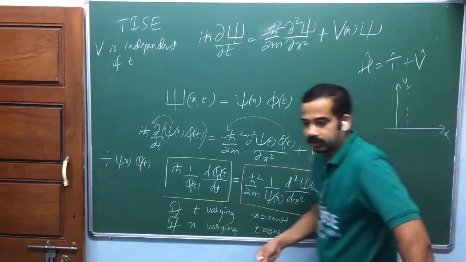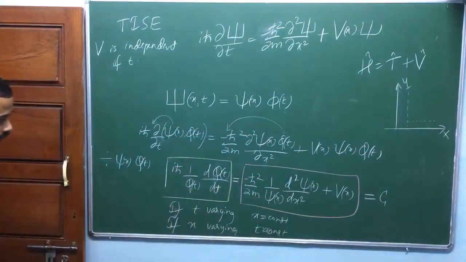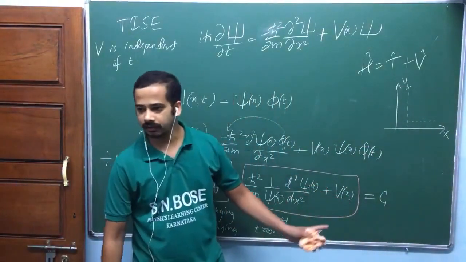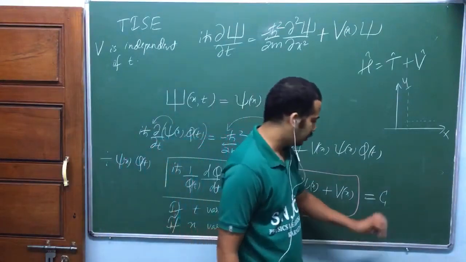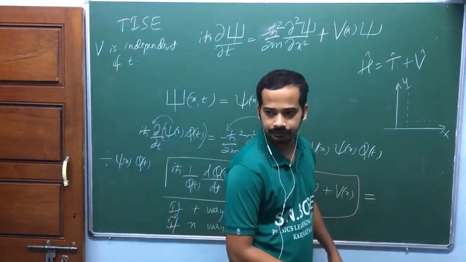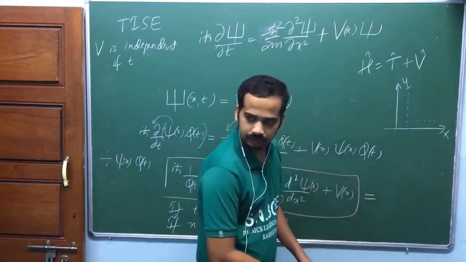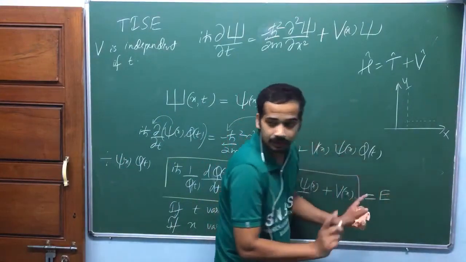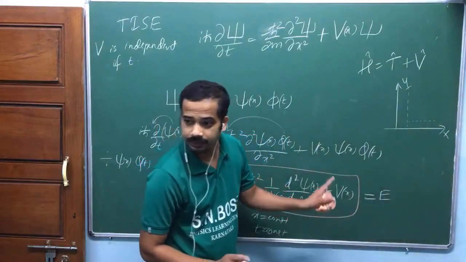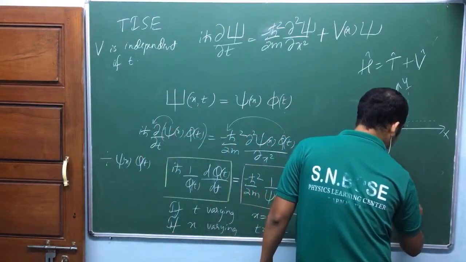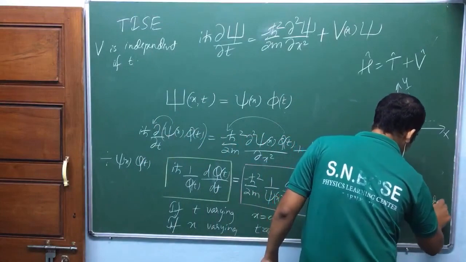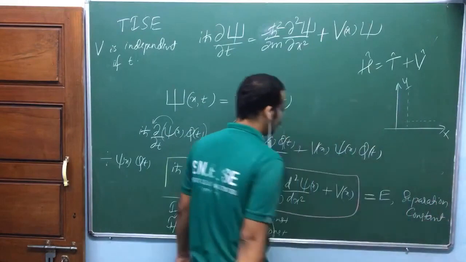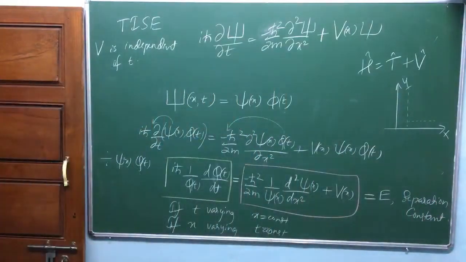Is that okay? I'll come to what this constant is later. So I'll call that constant E. Later I'll argue that it is energy. I'll call this constant E, the separation constant. This is not E cap, this is E. We call that one the separation constant. Later I'll argue that it is energy.